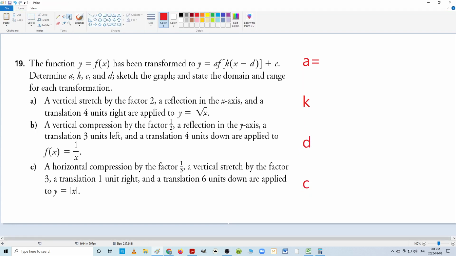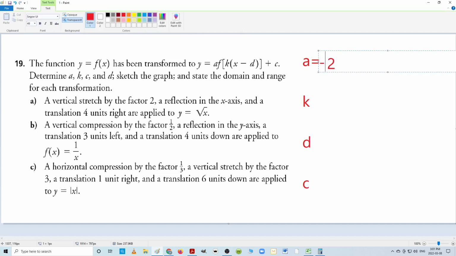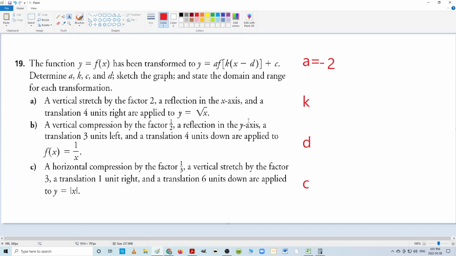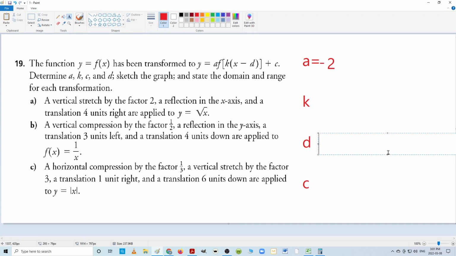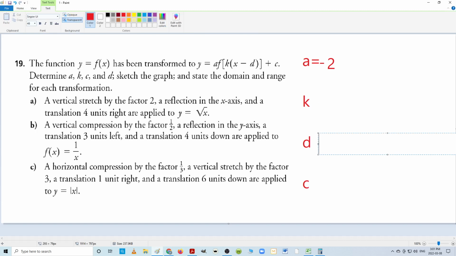So if it's a vertical stretch of 2, that's 2. The reflection in the x-axis means it's minus 2. A translation 4 units to the right means D. So if it says minus D, it's just going to be 4. But if I'm going to explain it to you, it's going to look like this because it's 4 to the right. But because they have the minus right in there, I would just say D is 4, right? Because the minus is part of the equation. And then are applied to this. So do they want me to sketch it? I'll forget that. Anyway, translation 4 units right applies to the square root function.